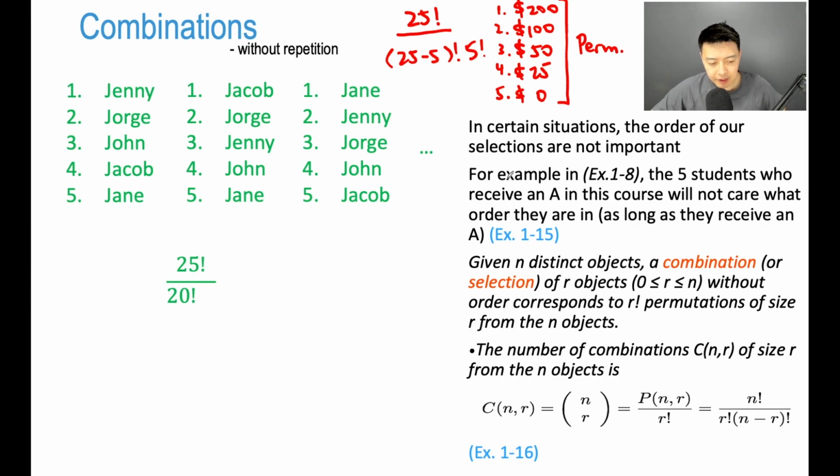Great. Moving on, let's do another example of this. This is called a combination without repetition. Why is it called without repetition? Because still, we cannot be number 1 and number 2 at the same time. Or better yet, Jacob cannot be chosen 2 times in this distribution. So it's still without repetition.